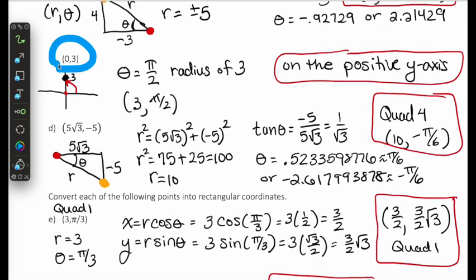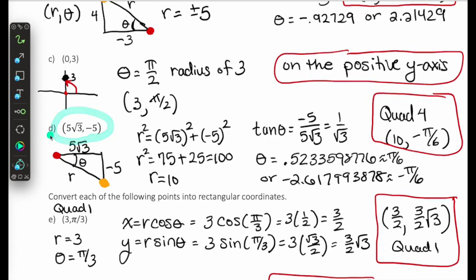For the next point, we're looking at a point that's on the positive y-axis. So I'm going to swing open an angle of pi over 2 and then come up and out 3 units. So this one, we don't have to use Pythagorean theorem. I can just go directly to stating that we swing open pi over 2 and we come out 3.